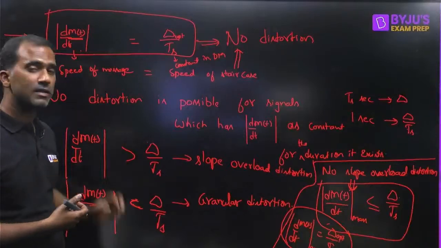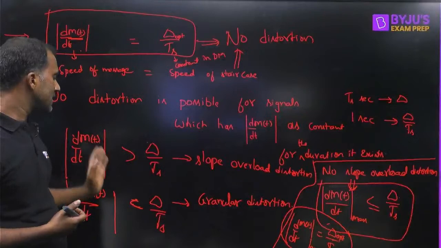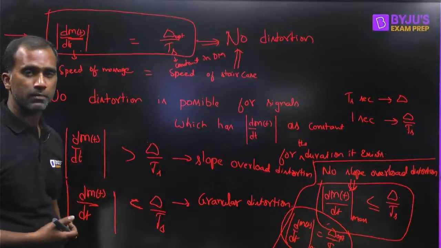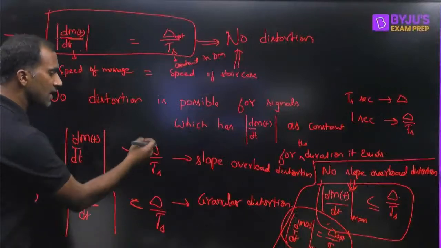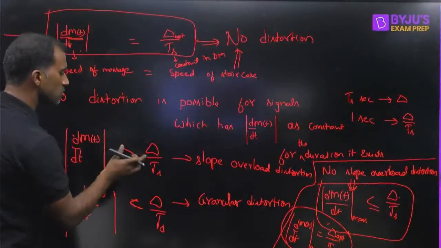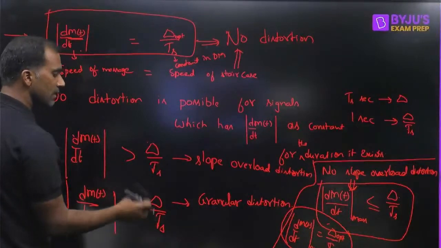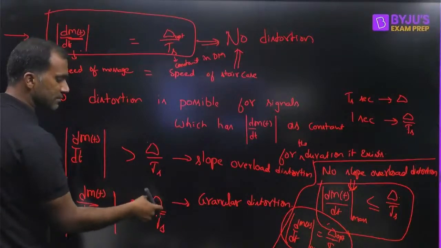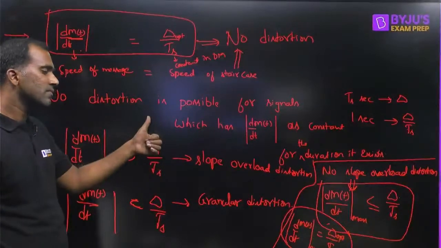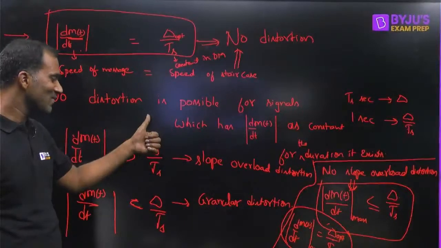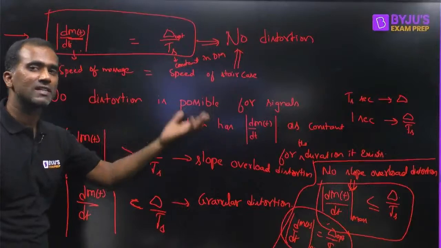Okay, message need not dominate the staircase, right? As you increase the step size, the domination of message over staircase will stop. So as you increase the step size, slope overload distortion decreases, correct or not? As you increase the step size, these two slopes become closer, then slope overload distortion will decrease. But as you decrease the step size, granular distortion will decrease. But as you increase the step size, slope overload distortion decreases, but granular distortion increases.